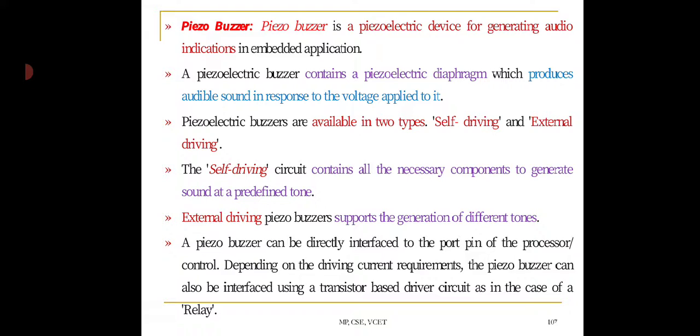Then piezo buzzer. It is a piezoelectric device for generating audio indications in embedded applications. A piezoelectric buzzer contains a piezoelectric diaphragm which produces audible sound in response to the voltage applied to it. Piezoelectric buzzers are available in two types: self-driving and external driving. The self-driving type contains all the necessary components to generate sound at a predefined tone. External driving piezo buzzers support the generation of different tones.